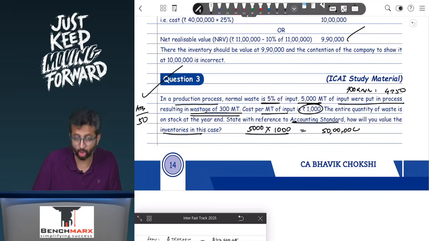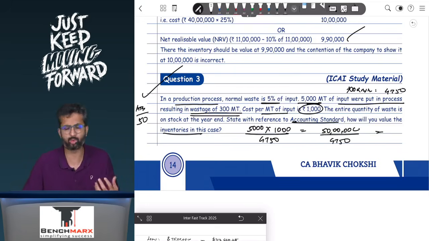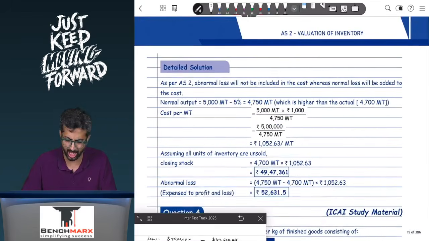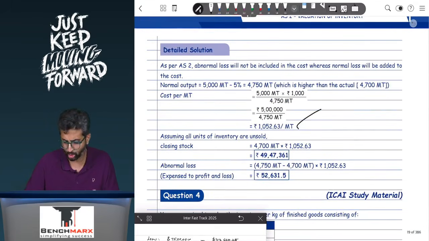However, I will take normal or actual, whichever is higher, and hence I will take 4750. So if I take 4750, that is normal output. Actual is 4,700. So 50 lakhs divided by 4750 will come to around 1052.63. If I want to find the abnormal loss, that is 50 into 1052.63. So closing stock will be 4,700 into this, and abnormal loss will be 50 into this.